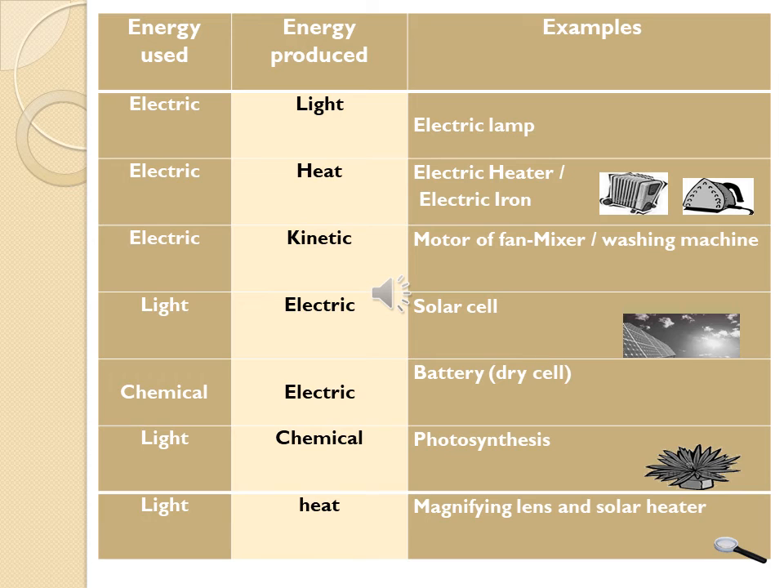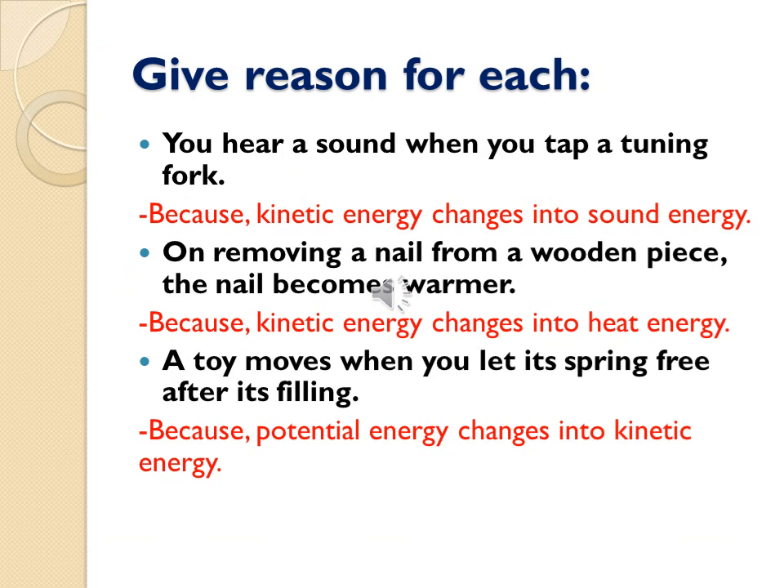The light energy can be changed into chemical energy in the photosynthesis process, and we said it before in the previous lessons that the green plants absorb the sunlight and they change it into chemical energy in the form of the food. Light energy into heat energy. How can we use the light energy and produce from it heat energy? Super. We will use a magnifying lens or the solar heater to collect the sunlight and produce heat energy from it.